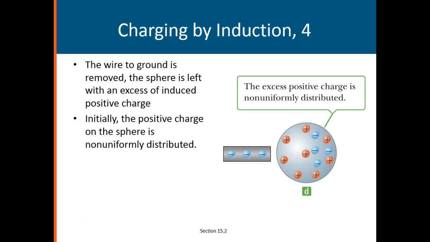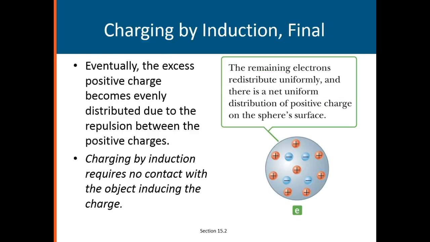Okay. Because this rod is still close, they're not evenly distributed. Initially, the positive charge on the sphere is non-uniformly distributed, but what you do, you move this. Now let's see if they showed that. Yes. Eventually, the excess positive charge becomes evenly distributed due to repulsion between the positive charges. So remove the negative. Now they redistribute as evenly as they can. Charging by induction requires no contact with the object inducing the charge. It just requires an escape route to ground.